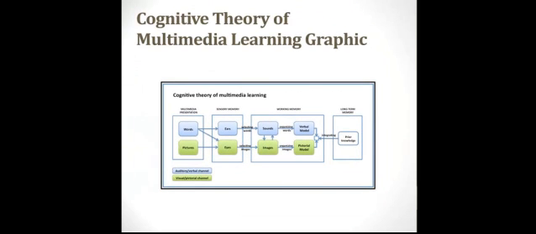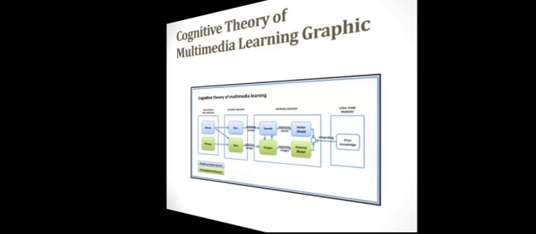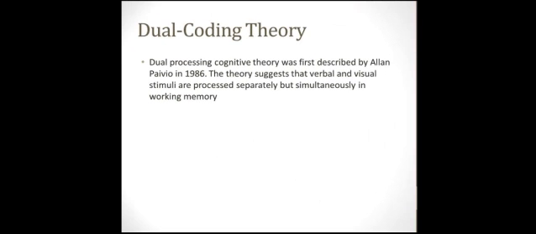Now, I will explain a little more about the three assumptions suggested by cognitive research that I mentioned earlier: dual channel assumption, limited capacity assumption, and active processing assumption. I will go into more detail about the active processing assumption in this presentation.